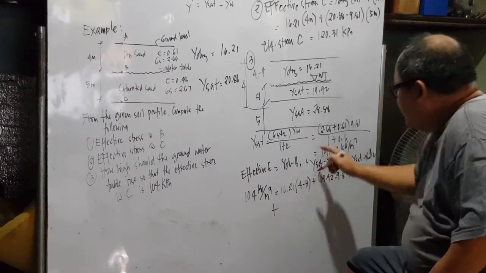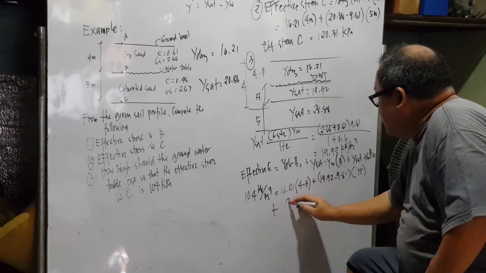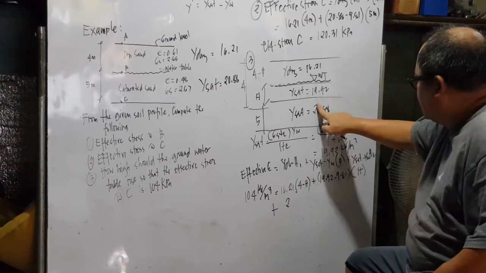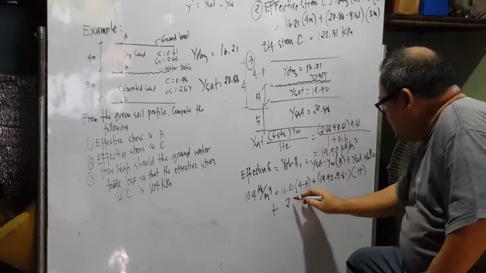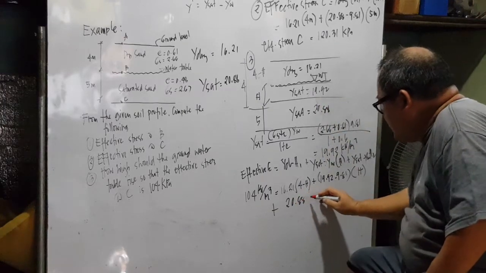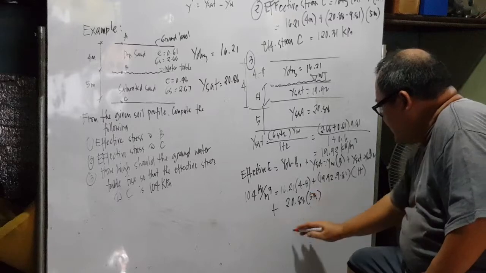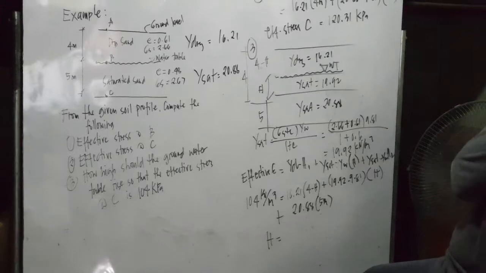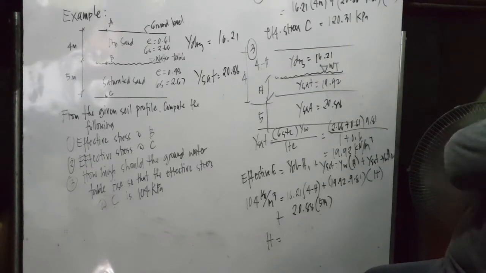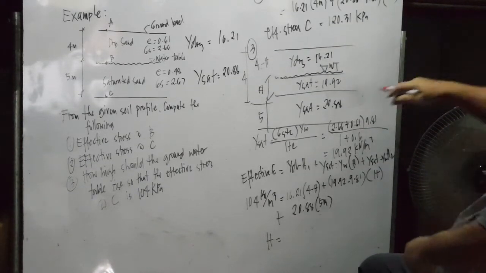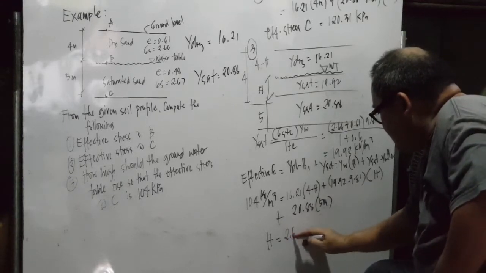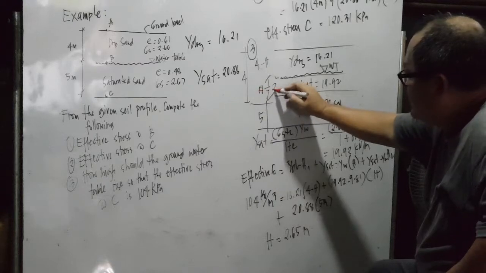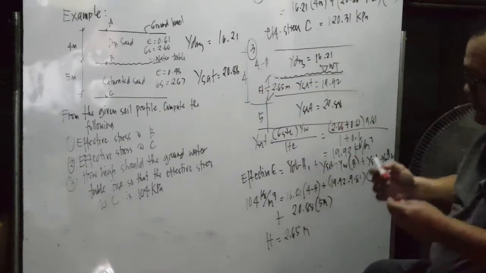plus Y sat pagit sa dalam nga 20.88 minus 9.81 times 5. So you can solve for H. Your H is 2.65. The answer is 2.65 meters, meaning 2.65 yan ang sakaan na.